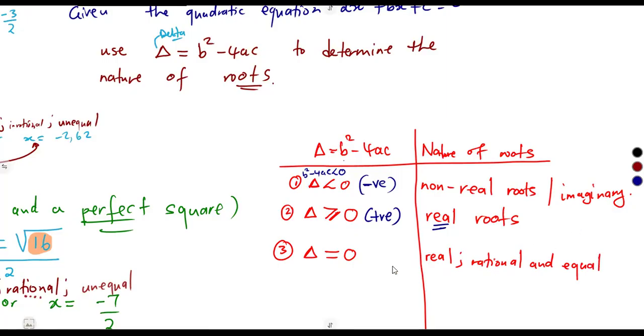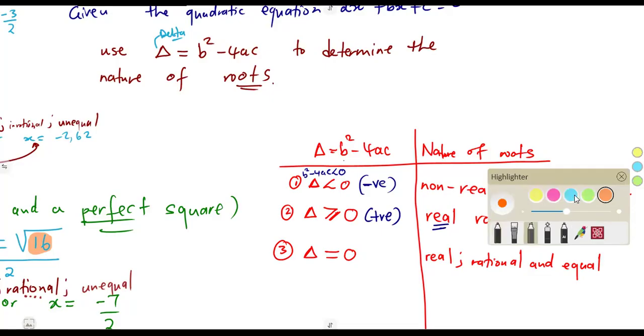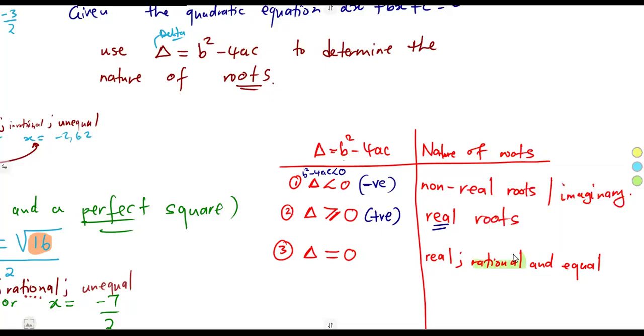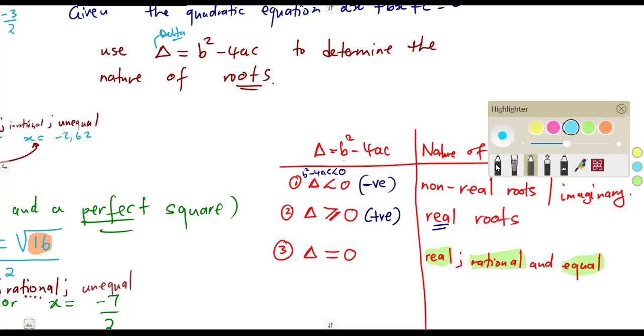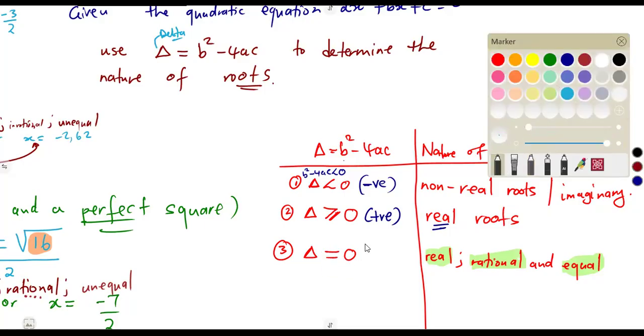This is the condition now, being equal to 0. When it is equal to 0, what will be very, very important is being rational and being equal. Because already anything that exists on our calculator, as long as it is greater than or equal to 0, the real part is already there. So this one is now giving us to say the real is there, the rational, and also being equal, for this one is exactly equal to 0. Take note.